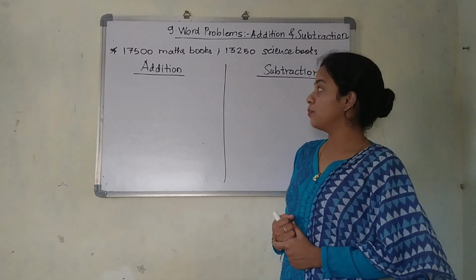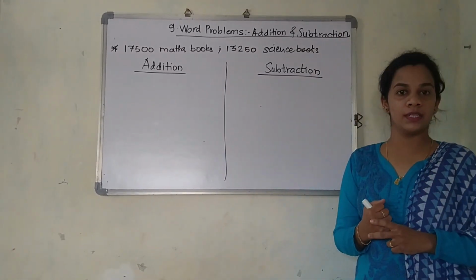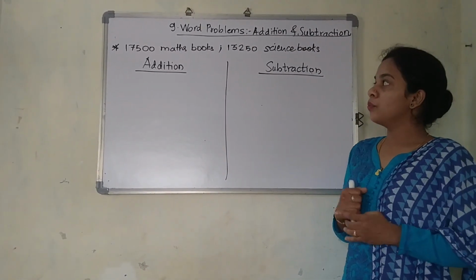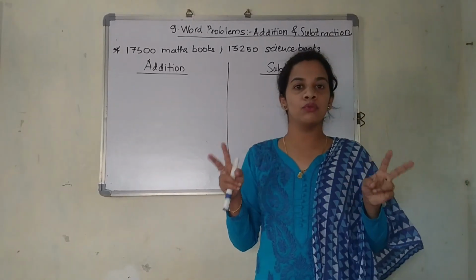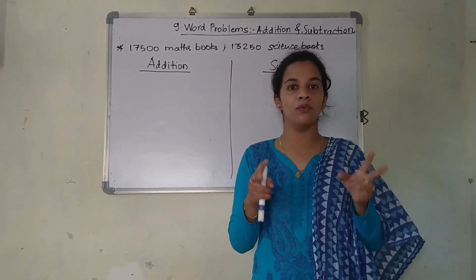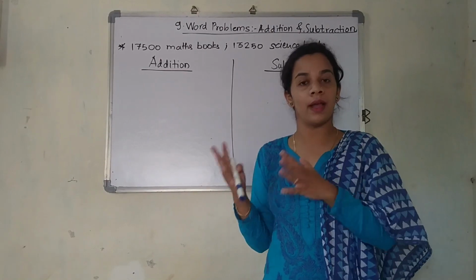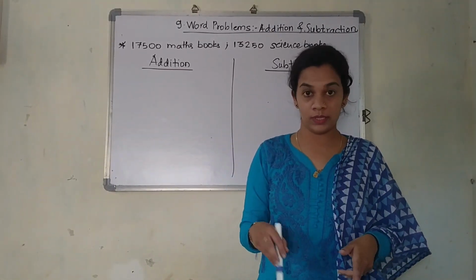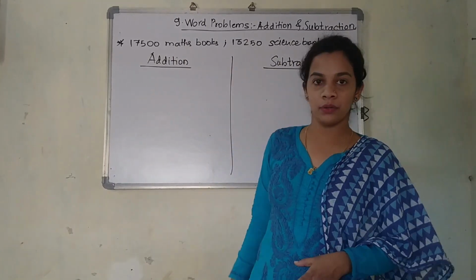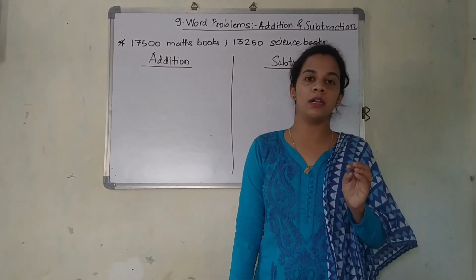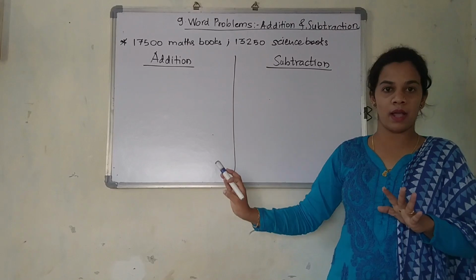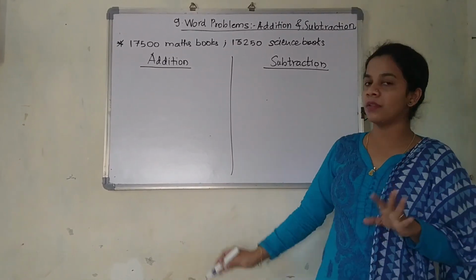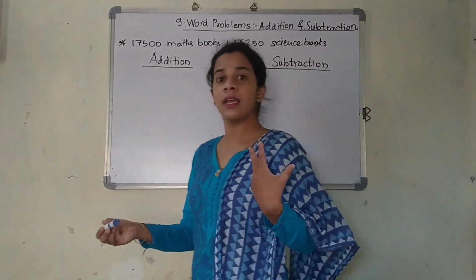So now we are going to see the next and the last part of this particular lesson. They have given us two numbers. They have told us to form two questions, one of addition and one of subtraction, and solve them. Two numbers are given to you along with some matter. Now they have told you 17,500 maths books and 13,250 science books. So what can be the question?